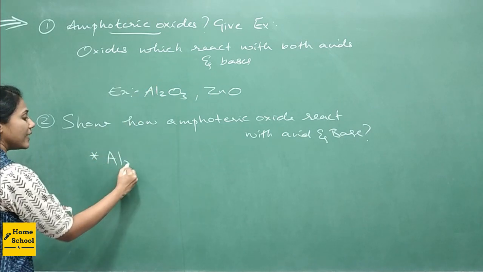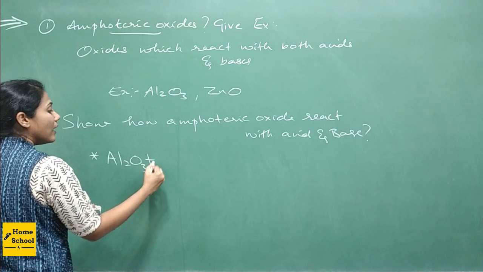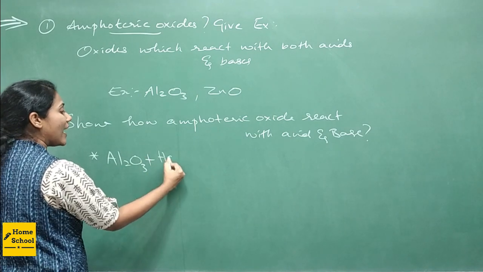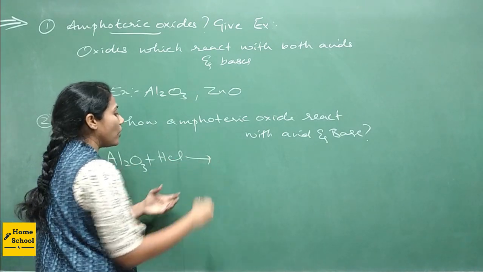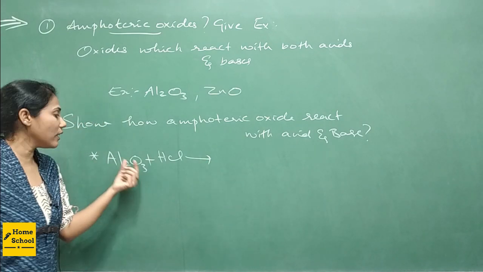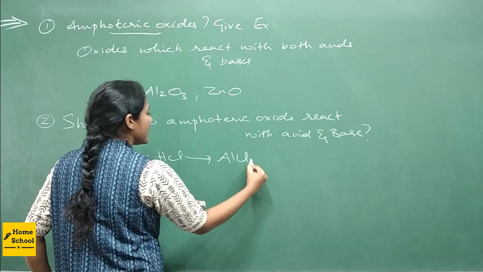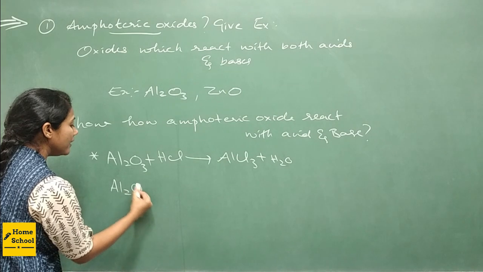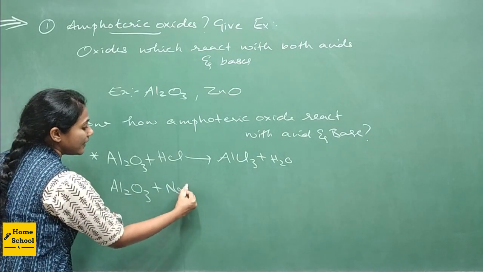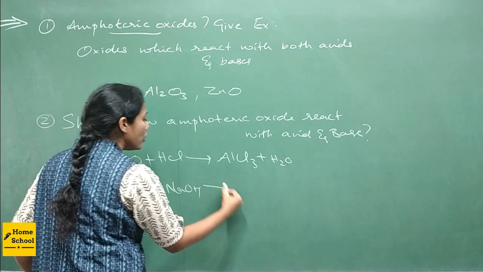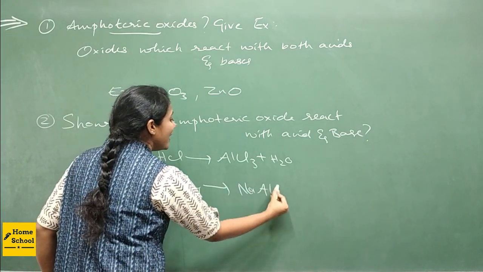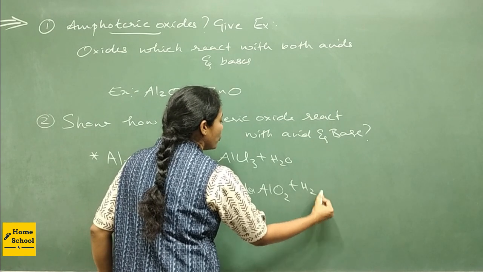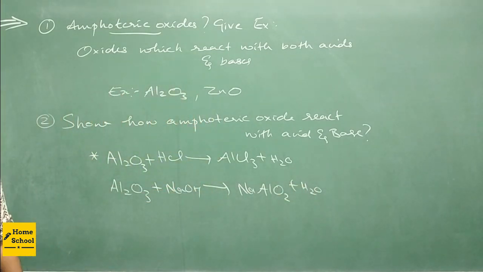Take the amphoteric oxide as Al2O3 and react it with acid. Take the acid HCl. The products you get are salt and water. The salt you will get is AlCl3, plus water. Now take the same Al2O3 and treat it with NaOH. Here NaOH is a base. Here also you will get a salt, NaAlO2, plus H2O. So these are the two chemical reactions you can mention. So, first question, second question.